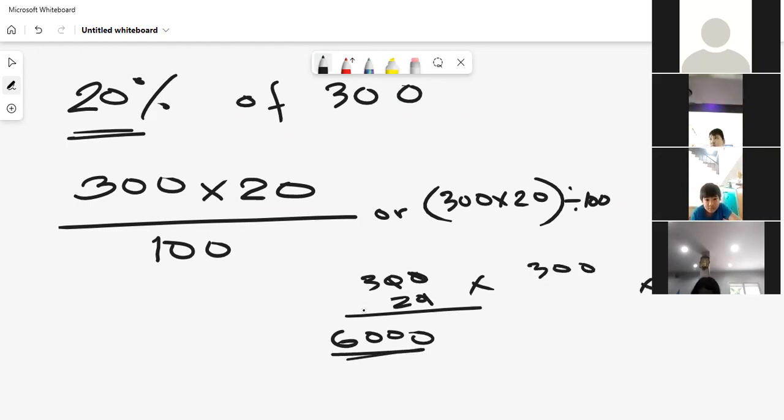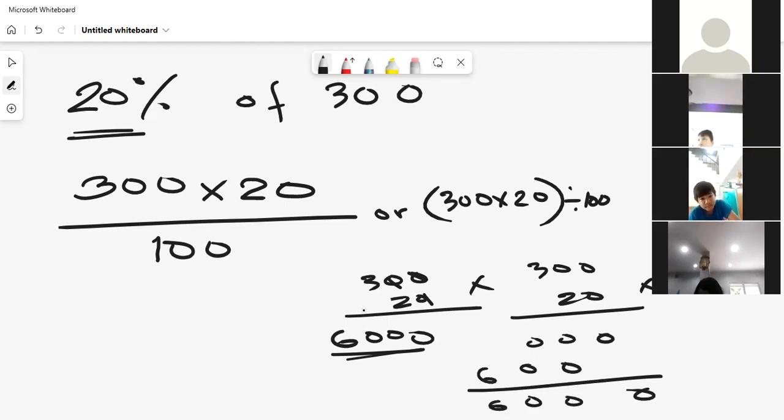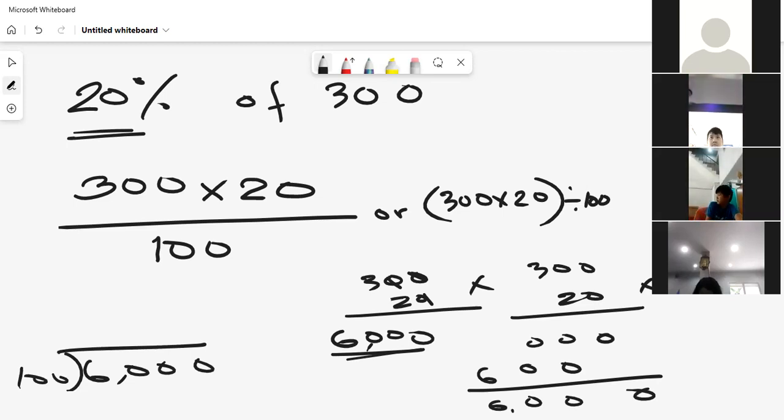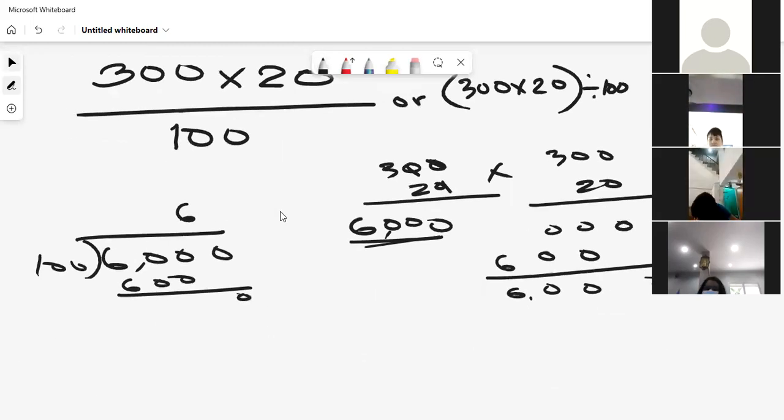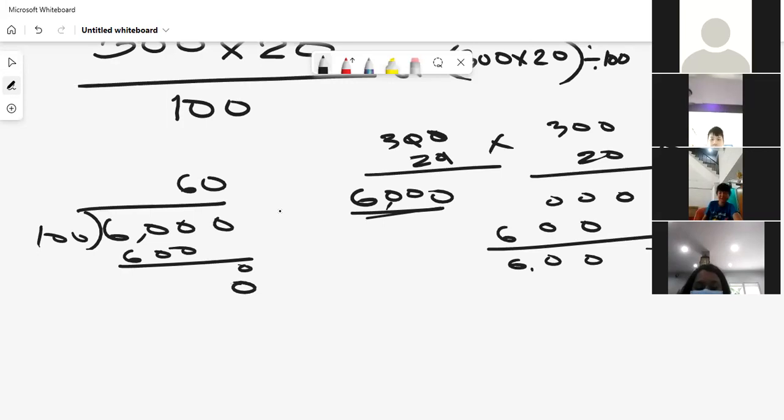And this one is the long one. 6,000 is the same. Now 6,000 divided by 100: 600, bring down 0, 0 divided by 100 is 0. 60 is the answer.